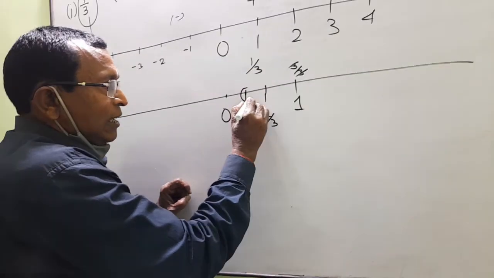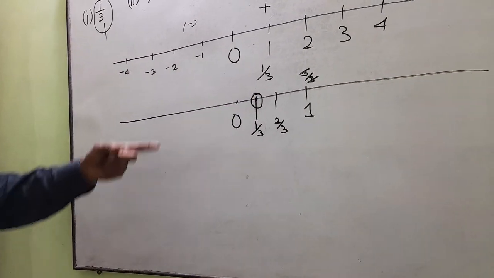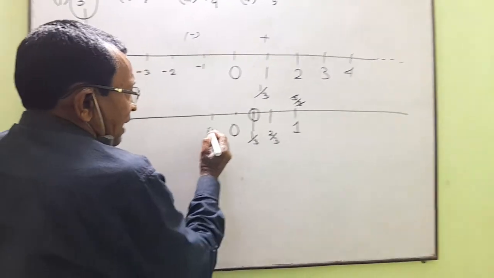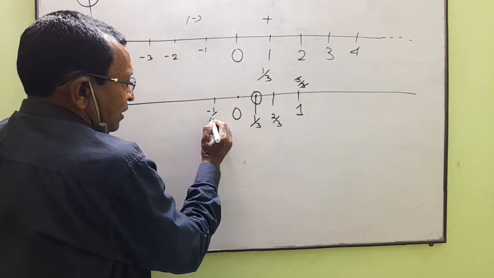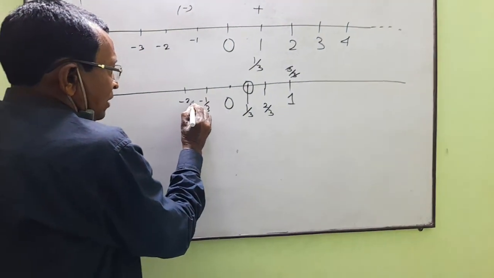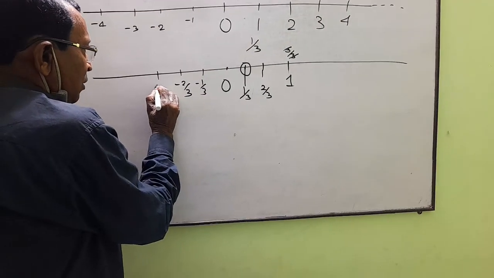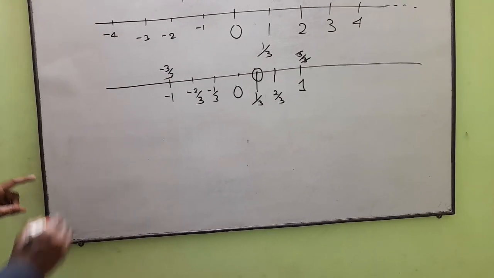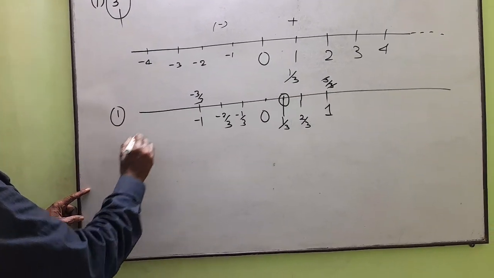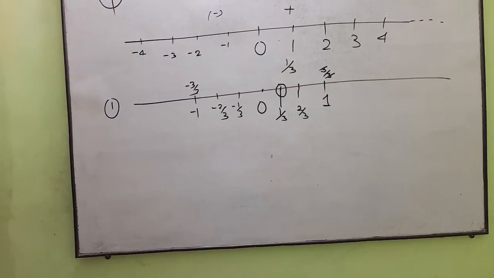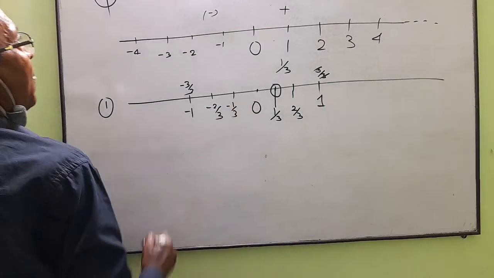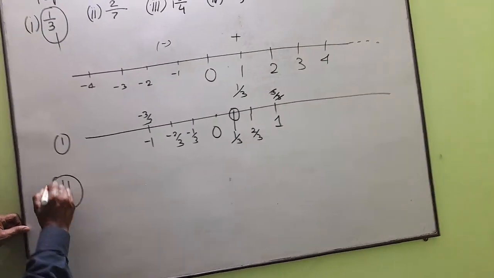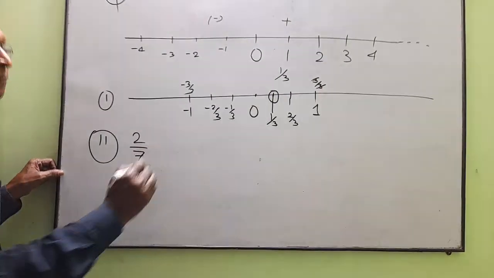So you got it very easily, you could display 1 by 3 on the number line. Similarly, it will be minus 1 by 3, minus 2 by 3, and minus 1 because it is minus 3 by 3. So this was the first case. In this way you can represent 1 by 3. Second case, you have to represent 2 by 7.